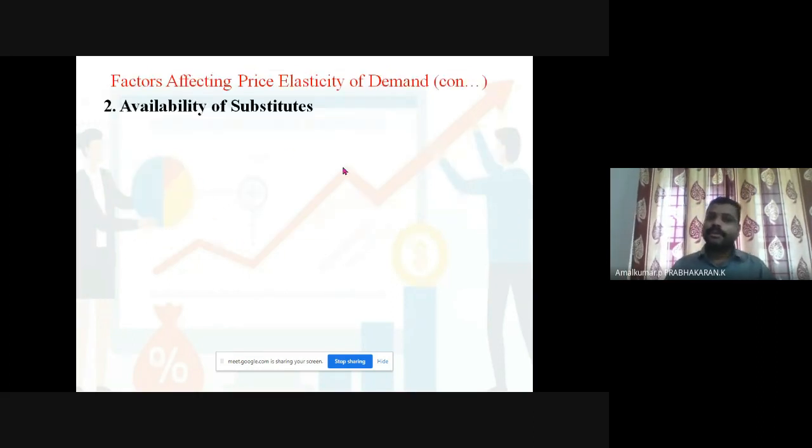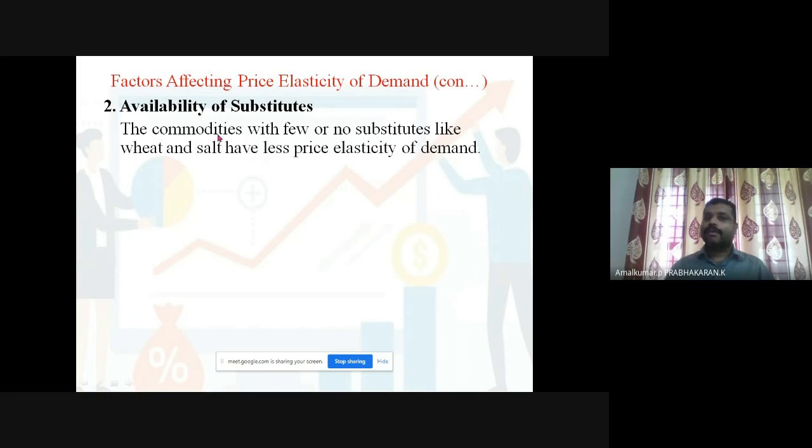The second factor is the availability of substitutes. The availability of substitute products also affects the elasticity of demand. Commodities with few or no substitutes, for example wheat and salt, have less price elasticity of demand.